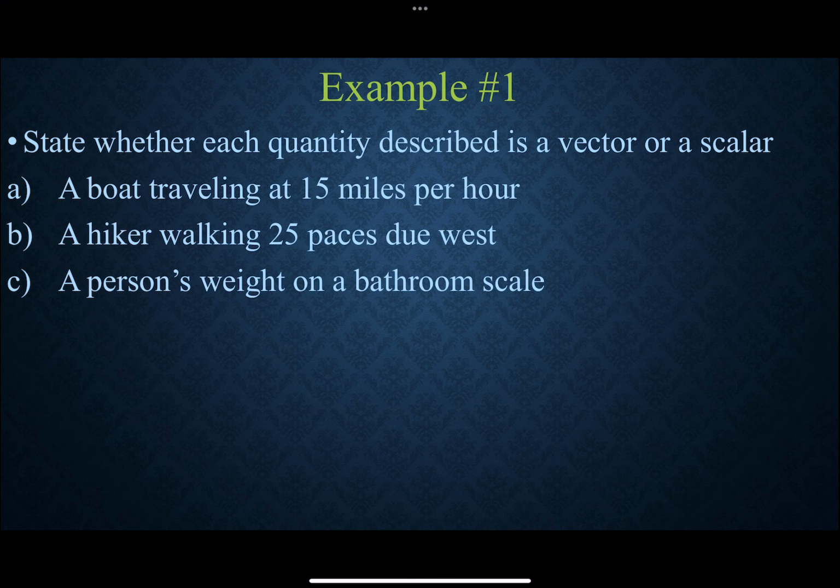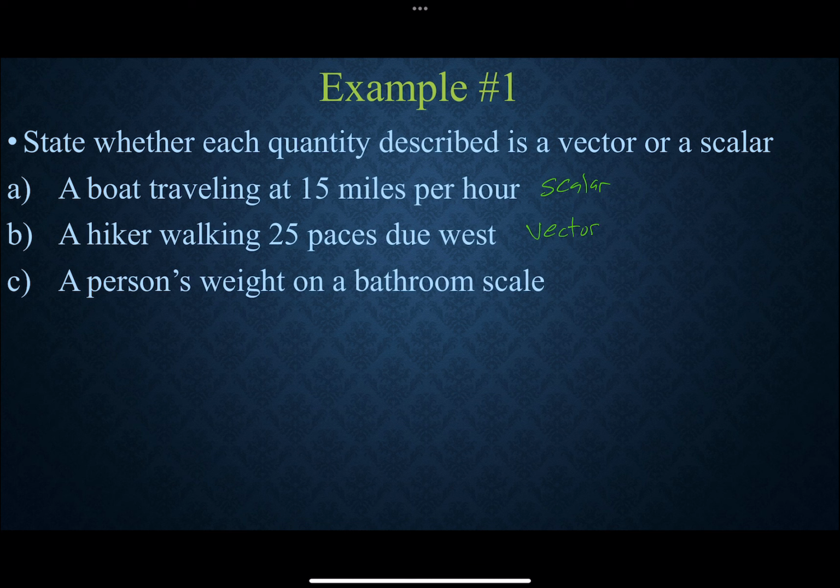So if I have a boat traveling at 15 miles per hour, again, it's traveling at a speed, but there's no direction being referred to, so this would be a scalar quantity. Whereas a hiker walking 25 paces due west is referring to a vector, because it's talking about the direction as well as a certain magnitude itself.